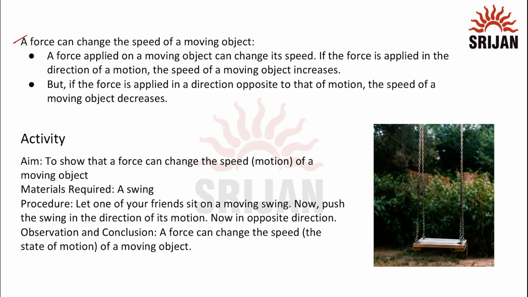A force can change the speed of a moving object. So let's perform an activity to understand it better. What you need is a swing, and let one of your friends sit on the moving swing. Now push the swing in the direction of its motion. When you apply the force in the direction of motion, the speed of the swing will increase, and once you apply it in the opposite direction, the speed will decrease.